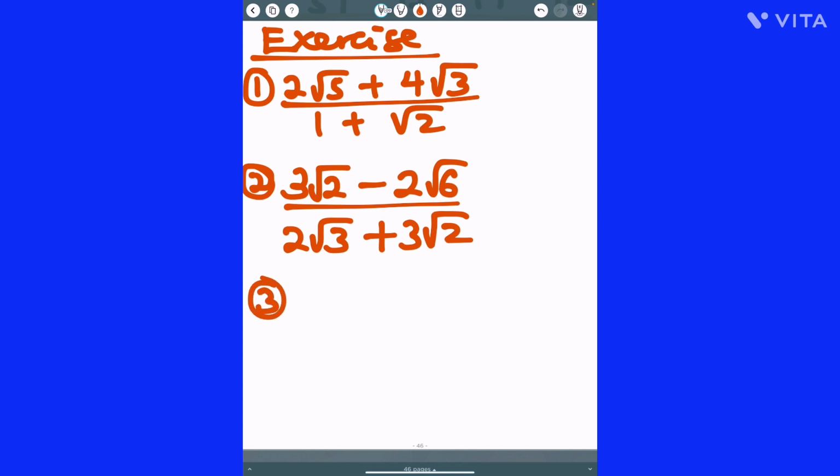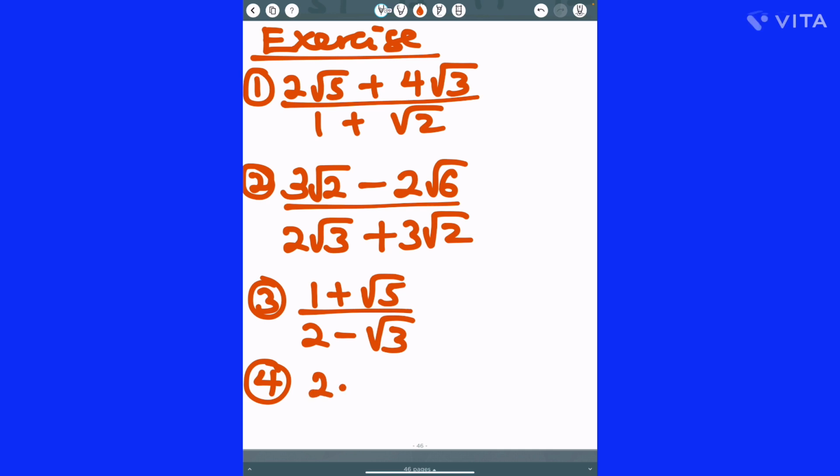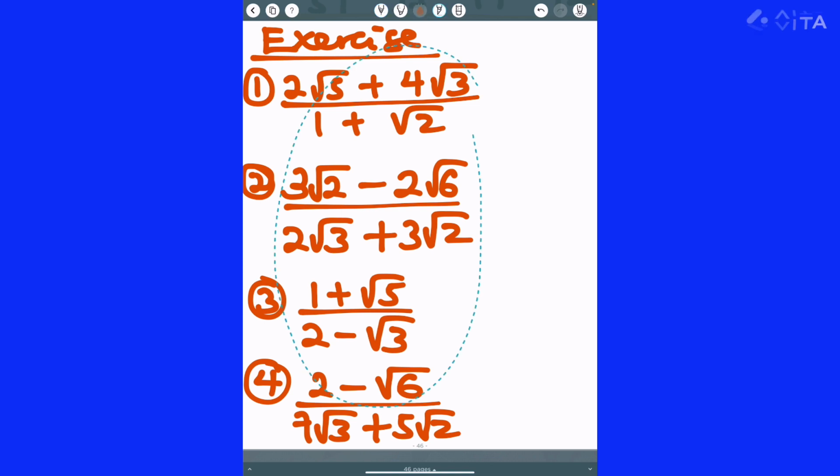4 is okay. I'll just give you 4. 1 plus root 5 over 2 minus root 3, then 4. Lastly, 2 minus root 6 over 7 root 3 plus 5 root 2. So, rationalize each of these and simplify as much as possible to get your answers.